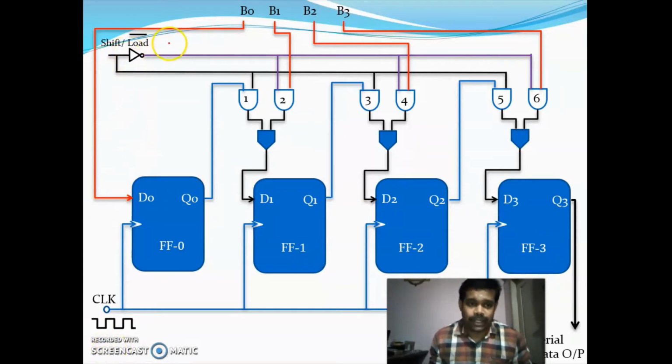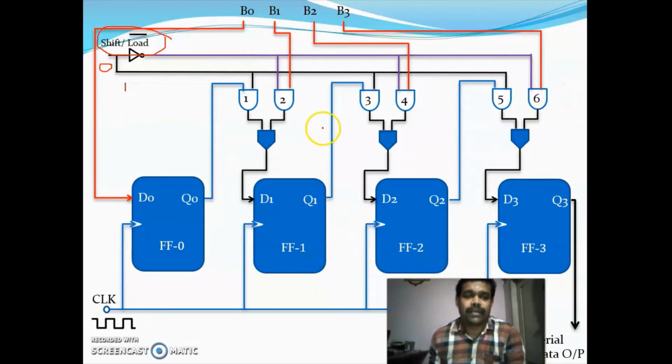So this shift bar slash load bar control input indicates that when you are giving 0 to this control input, data will be loaded, and when you are giving 1, it will perform the shifting operation. Okay. So when you are providing 0, I will explain this circuit clearly.